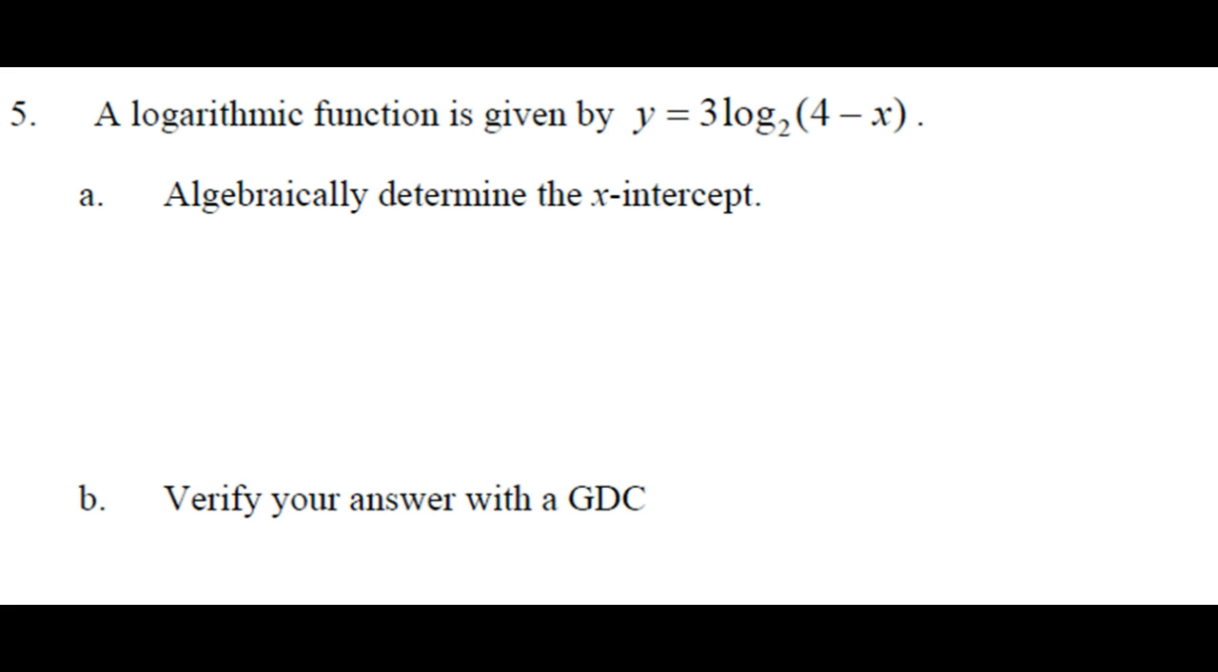A log equation given by y equals 3 log base 2 of 4 minus x. Algebraically determine the x-intercept. So how do we get the x-intercept? Set y equal to 0, right? So set y equal to 0. So we could say 0 is equal to 3 log base 2 of 4 minus x. Okay, go ahead, solve that.